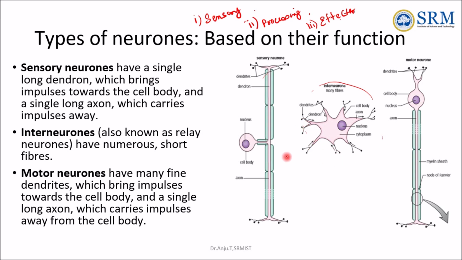So interneurons, if you see here, structurally it is a little bit different. That is, they have short fibers. Here in sensory, it has to carry information from a long distance. So here you have long dendrons, but in the case of interneurons, it has short fibers. The same way motor neurons also have to travel for a long distance. So here you have fine dendrites which bring impulse towards the cell body. And here they have single axons which carry the impulse from the cell body. So here the effector can be a muscle which is present in your hands or legs, or it can be any glands. So that is going to synthesize the hormones or growth factors.